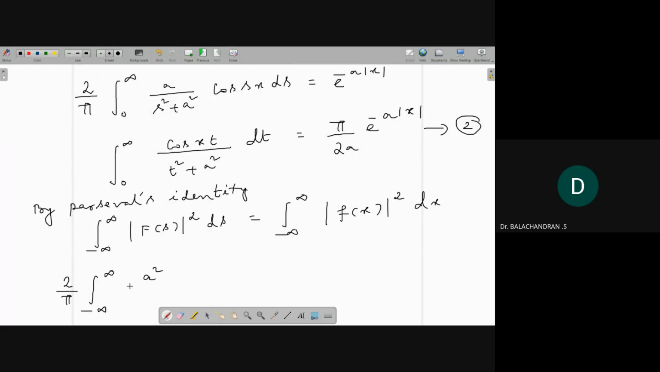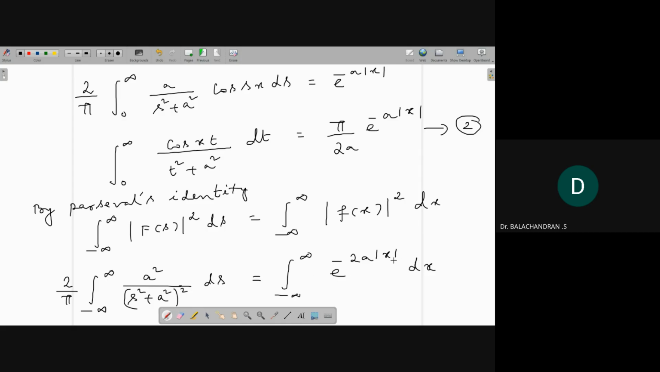A square by s square plus a square whole square into ds, which is equal to integral minus infinity to plus infinity. So f of x in this problem is e power minus a mod x. If you square that one, you will get what? E power minus 2 into a mod x into dx. Okay. Now I will first simplify the right hand side.